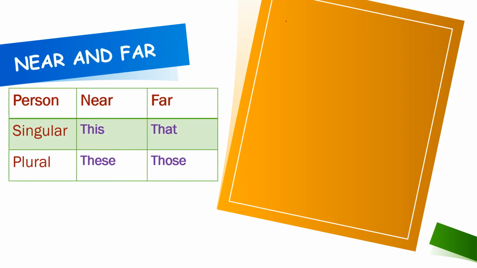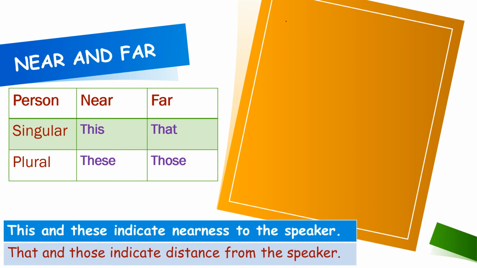We use this and that before singular nouns, and we use these and those before plural nouns. This and these refer to objects or items nearby, while that and those refer to objects far away. Let's revise. There are only four demonstrative adjectives.